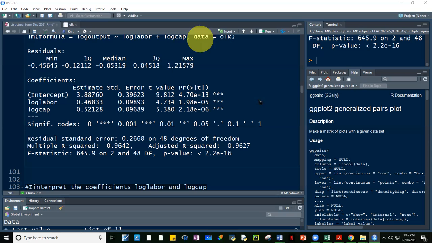Ano ibig sabihin nito? What we learned is that, di ba, sa dati na ang natutunan natin, for every 1 unit of log labor, there's a corresponding 0.468 units of log capital, increase in log capital. Yun ang natutunan natin, ceteris paribus. So itong log cap, ano ibig sabihin ito? For every 1 unit increase in log capital, there's a corresponding 0.52 units increase in log output.